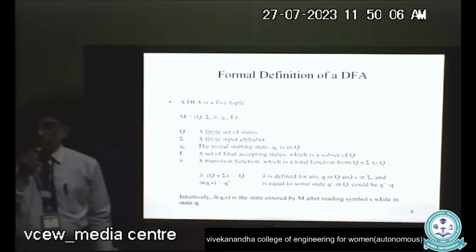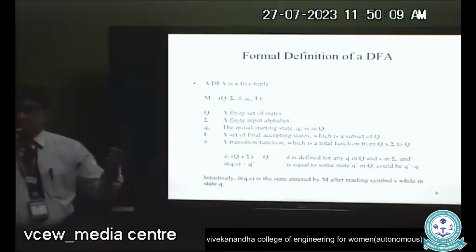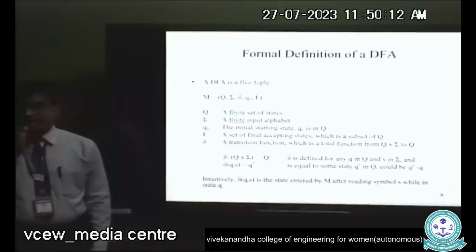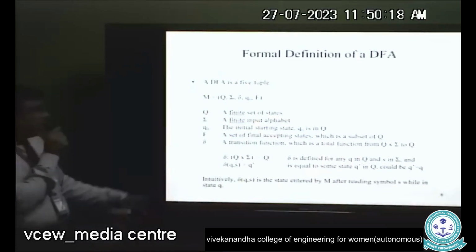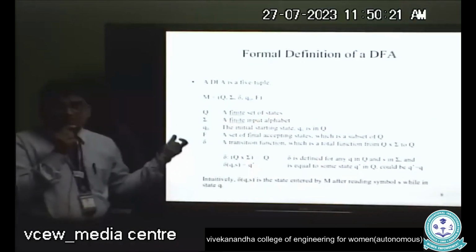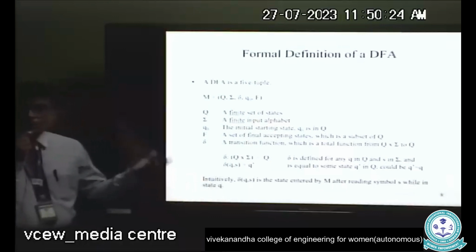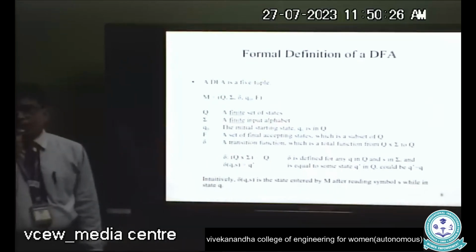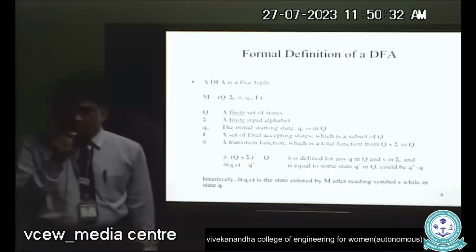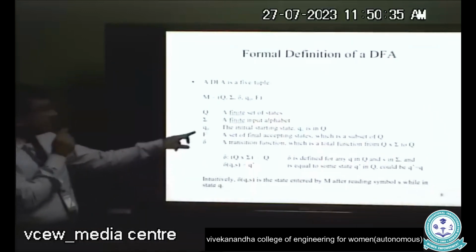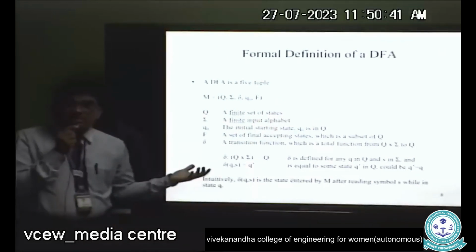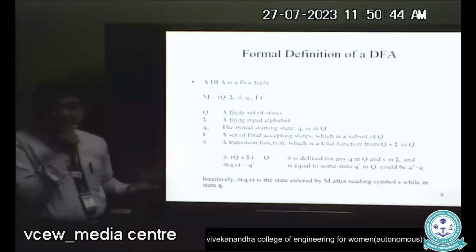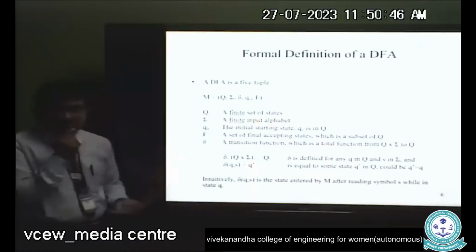This Q consists of a set of states which starts from Q0 to Qn. It consists of more states based on the input alphabet. The next one is sigma. This sigma is called a finite set of input alphabet. That input alphabet may be digits, maybe 0 to 9, or maybe the alphabet A to Z. The next one, Q0, is the starting state, the initial state.